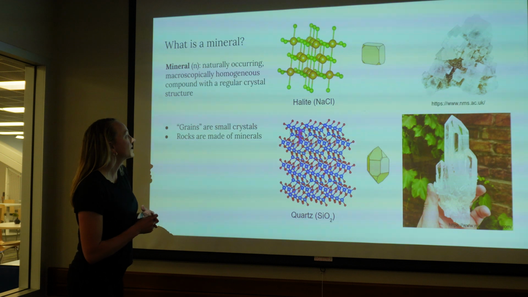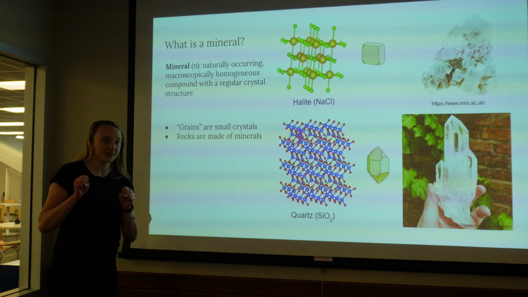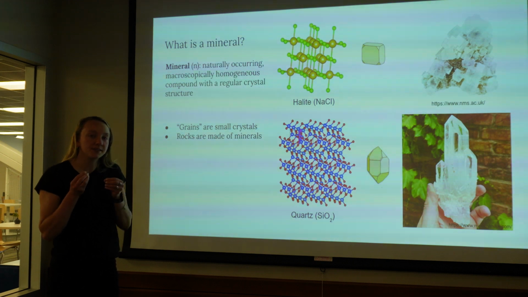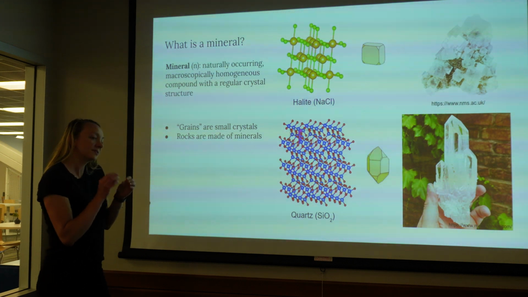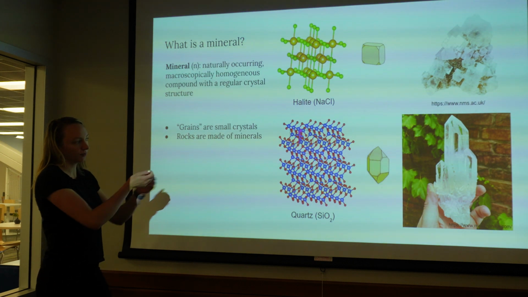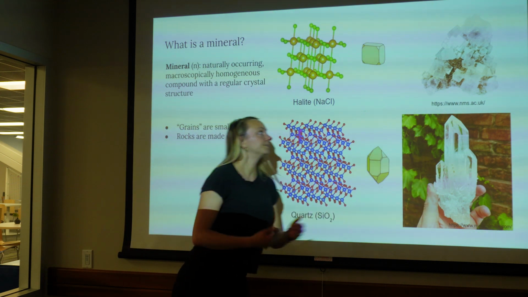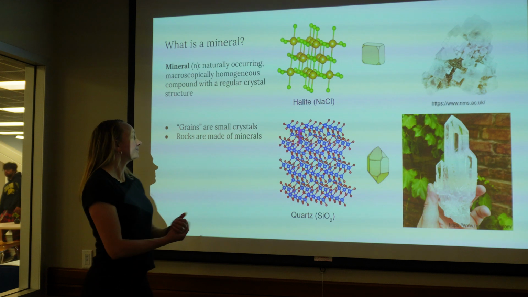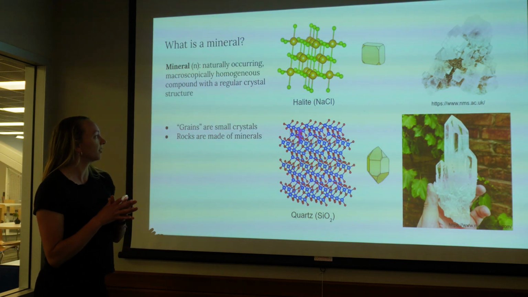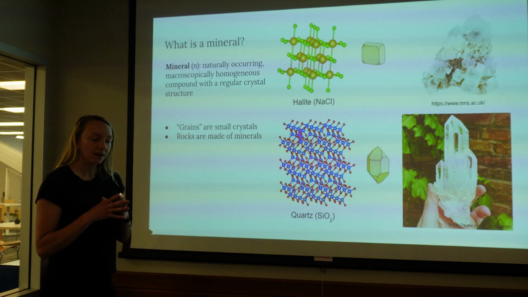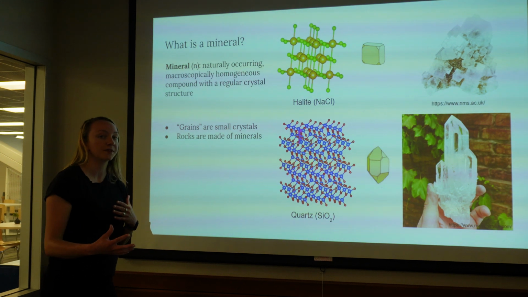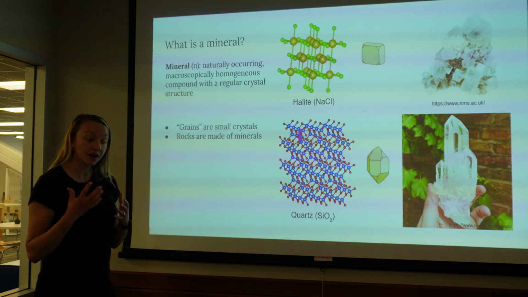You will hear me talk about grains in this talk, which are essentially small crystals, little pieces of crystals, just smaller versions of what you see here. They are also comprised of the same periodic array. And just another clarification, rocks are made of minerals. So they're comprised of many different types of minerals of many different sizes. So it's a composite.